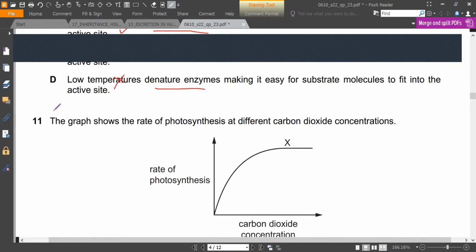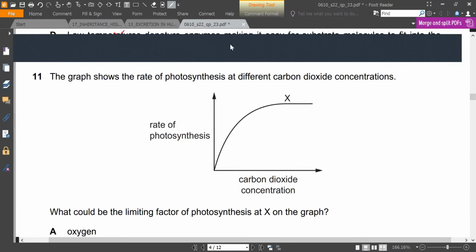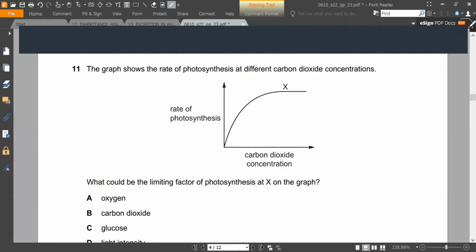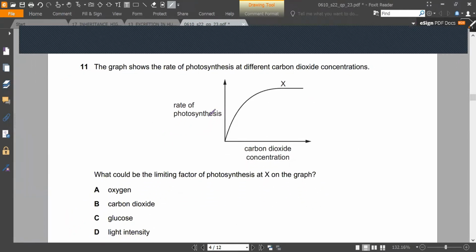Okay, next. Here we have rate of photosynthesis at different carbon dioxide concentration. So we have carbon dioxide concentration here and rate of photosynthesis here. As we increase the carbon dioxide concentration, the rate of photosynthesis also increases. But at some point it is saturated. As we keep increasing the carbon dioxide concentration, the rate of photosynthesis is no longer increasing.